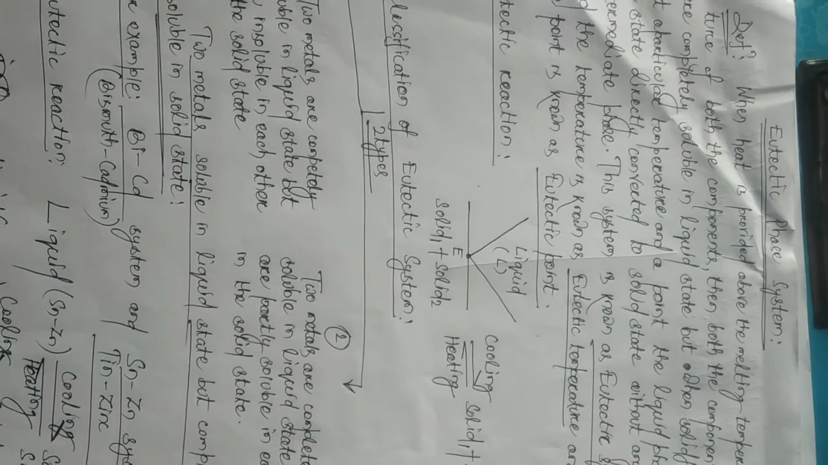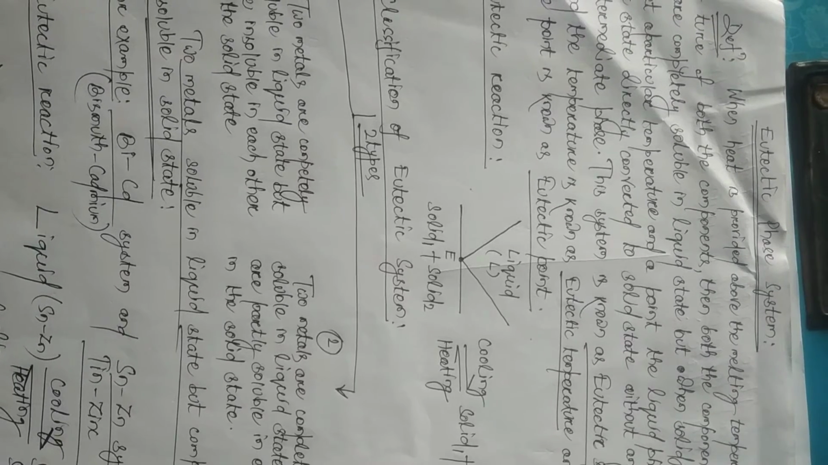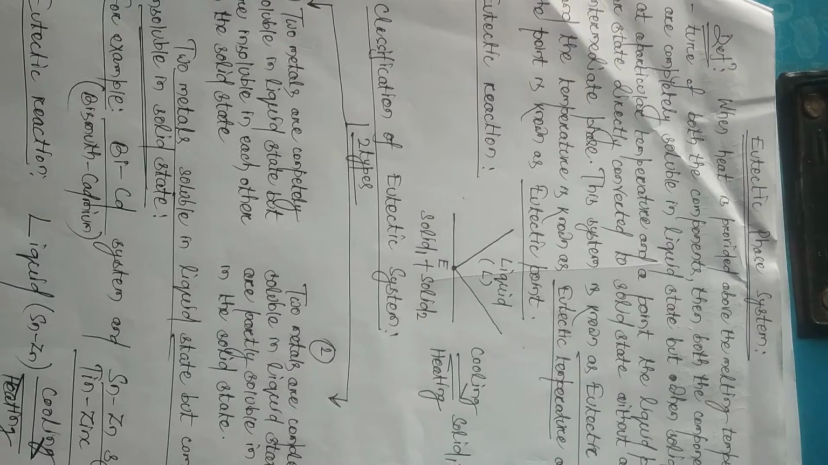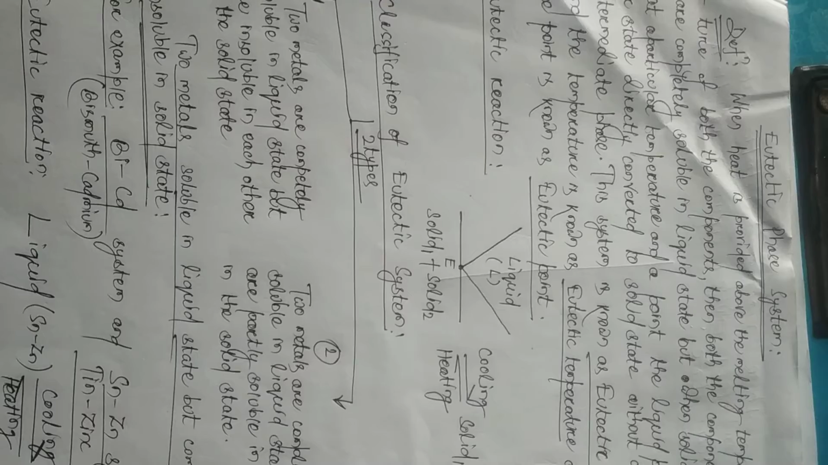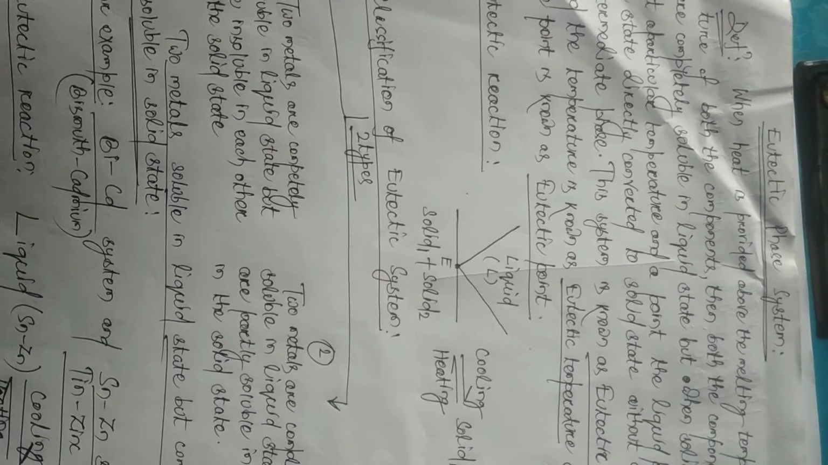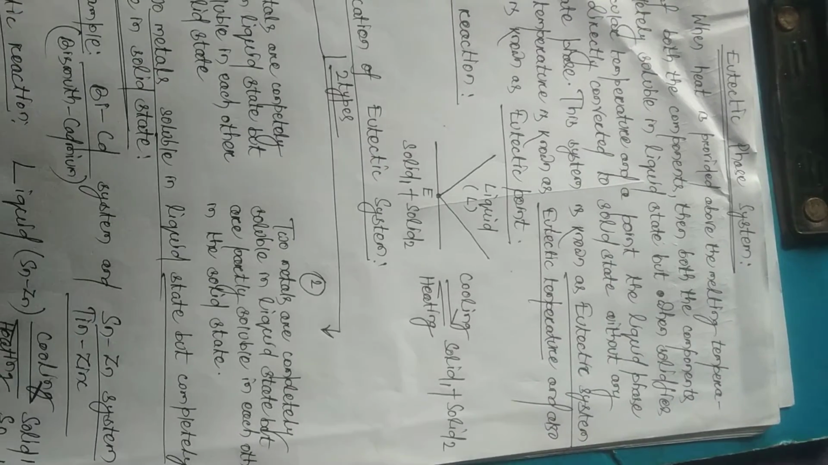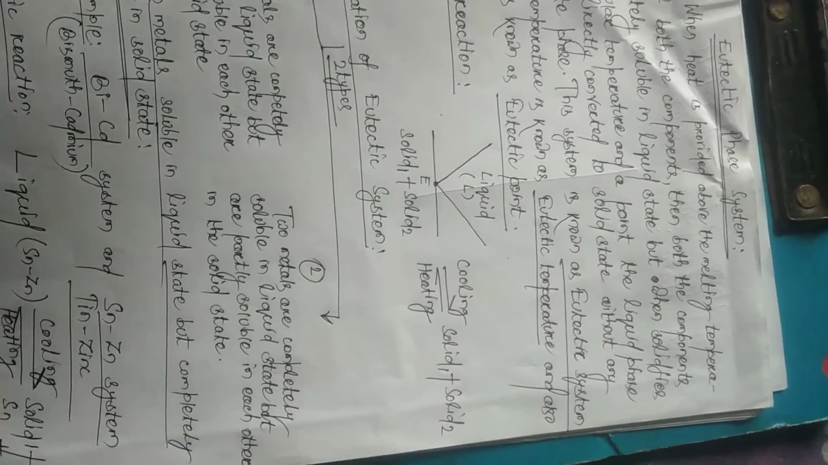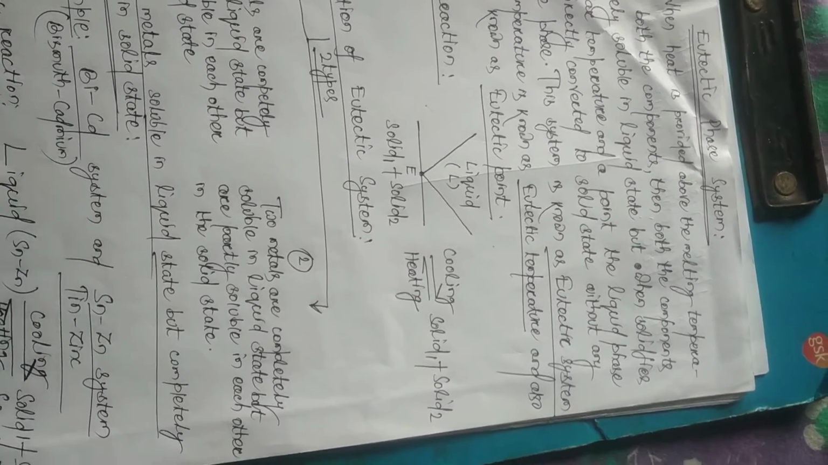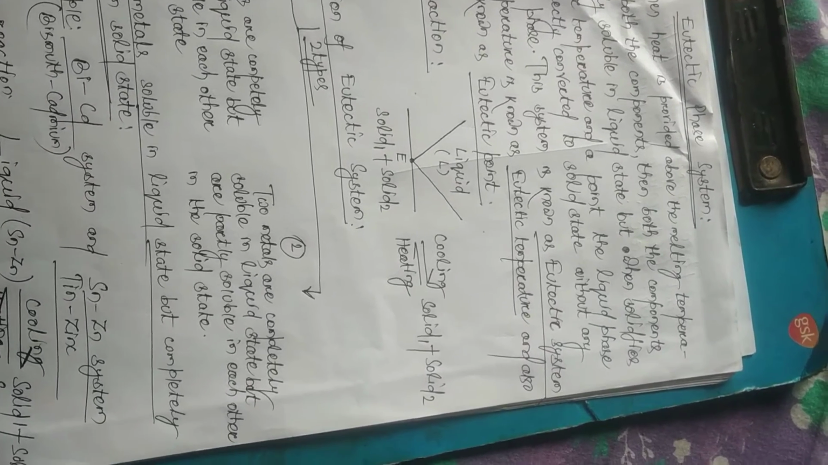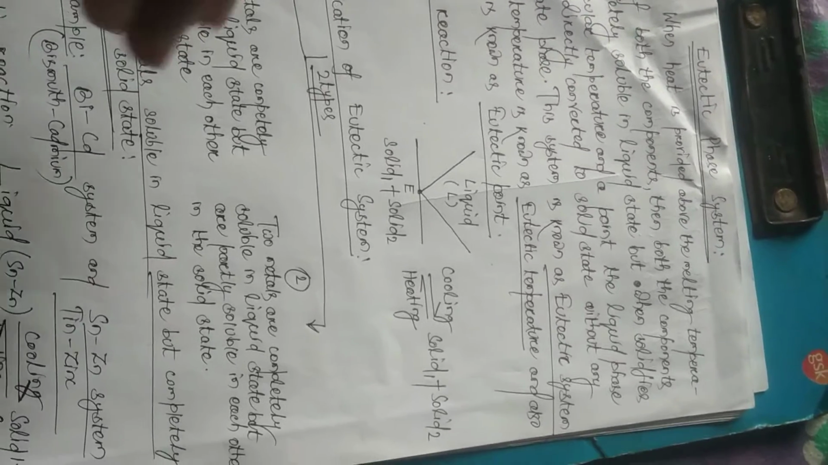Hi, in my previous video I taught you about the isomorphous system and gave an example of it. Today we shall discuss the eutectic phase system. Before explaining the definition, this is a system where two metals are completely soluble in the liquid state, but when solidification starts at a particular temperature, at a particular point, the liquid phase is directly converted to solid phase.